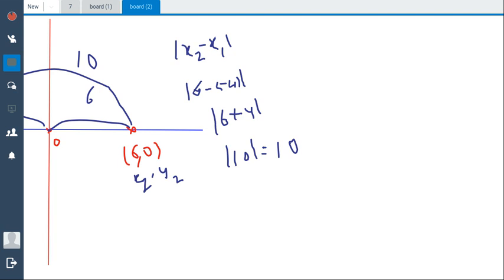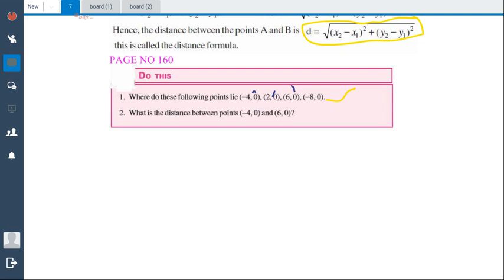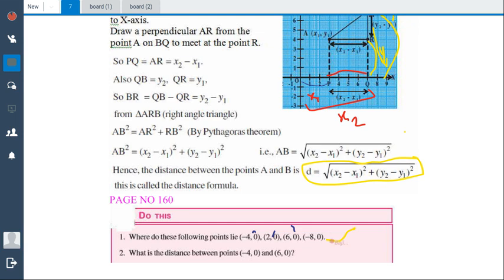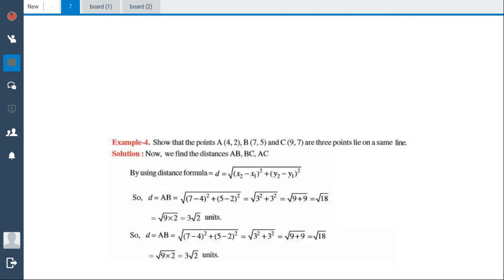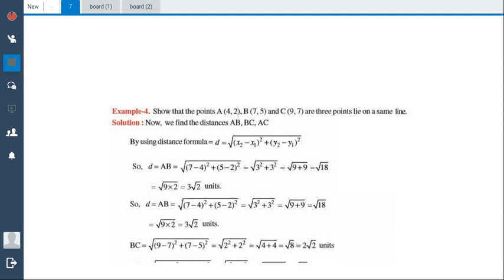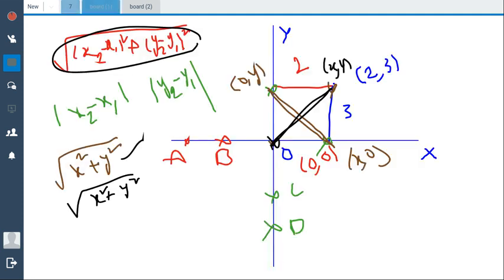So how to find the distance between 2 points? If the 2 points are (x1, y1) and (x2, y2), then the distance formula is the square root of (x2 minus x1) whole square plus (y2 minus y1) whole square. By using this, we are able to say collinear. What is meant by collinear? If more than 2 points lie on the same straight line, then the points are called collinear. So that is the use of the distance between 2 points.